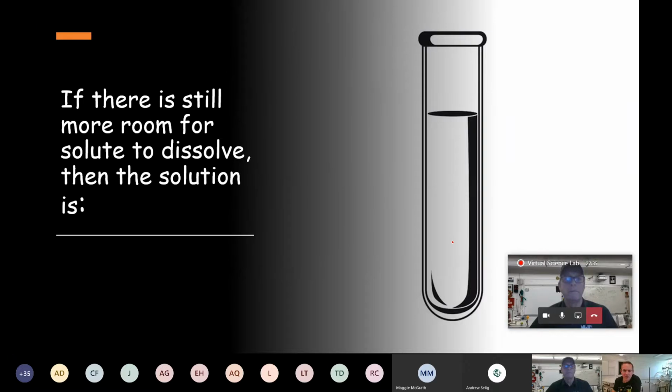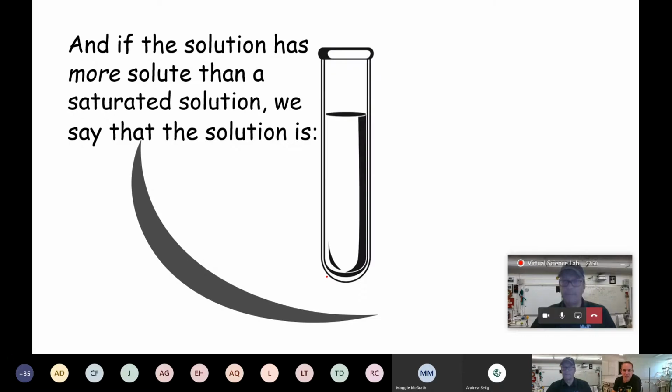Now, if we didn't quite add as much, and if there were still more room that it could dissolve, then we'd say that it is unsaturated. There's still plenty of room in this solution for more solute to dissolve. Now, you might guess that those are the only 2 options, but there is a third option here. We have full, we have not full, and now we have, as it says here, more than full.